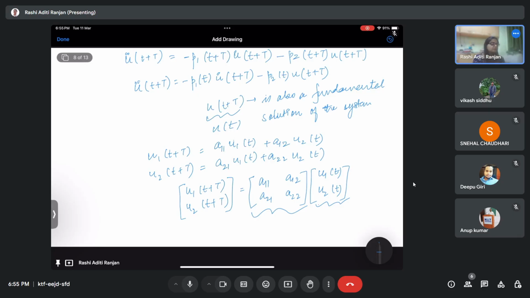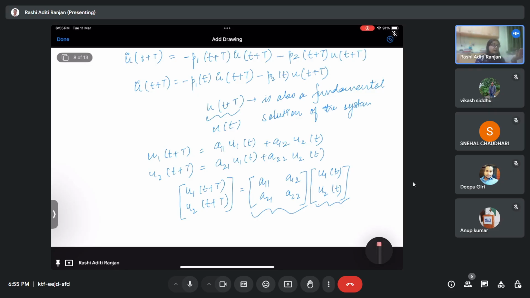Correct? Now, what do I try to do? You see, we have done it earlier also, the concept of eigenvalues, right? What was the eigenvalue doing? Eigenvalue was able to decouple my equations. Okay.